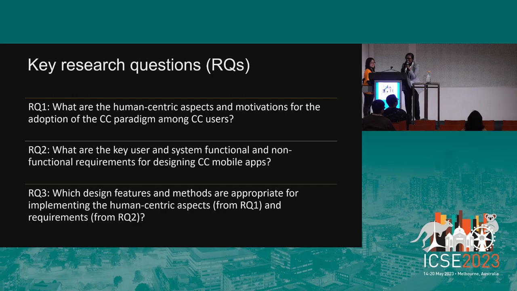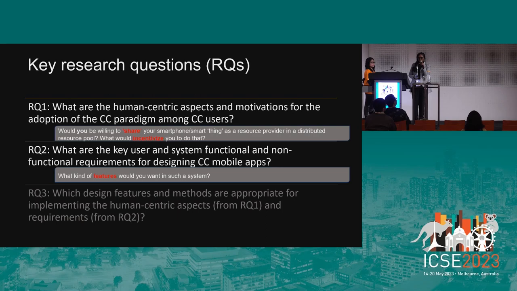So these are our key research questions that we investigate in our research. RQ1 is about the human-centric aspects and motivations for the adoption of the crowd computing paradigm, right? And RQ2 is investigating the functional and non-functional requirements related to the designing of crowd computing apps. So RQ3 is about.